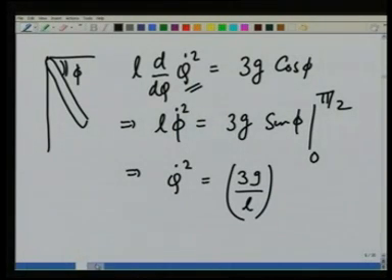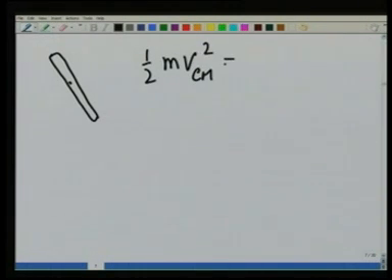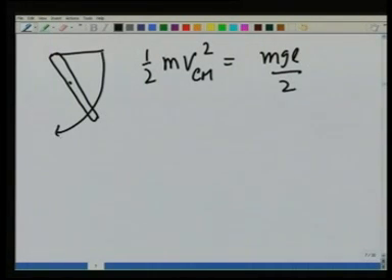Now, you may ask at this point, why did not I do one more thing? Why could not I do that 1/2 m v center of mass square is equal to m g L by 2 when the rod came from here to here? After all, it is the center of mass which is moving, and it moves with a speed v c m, and this should be equal to the gained energy because of the potential energy drop. What is wrong with this?